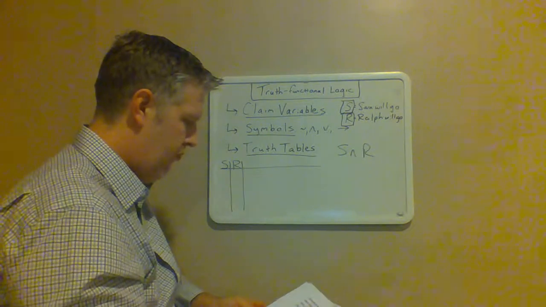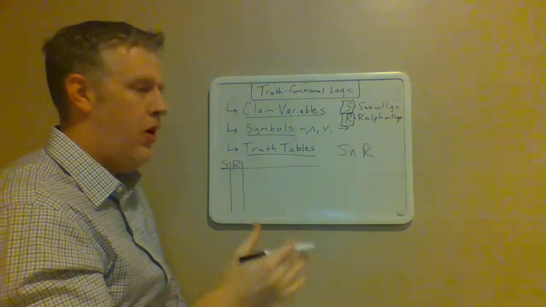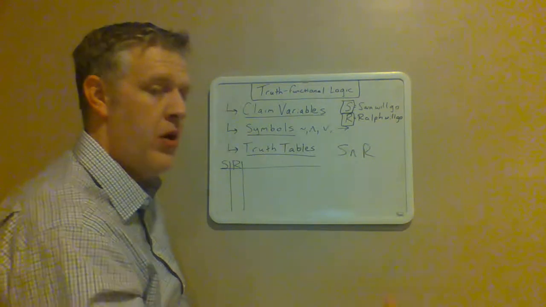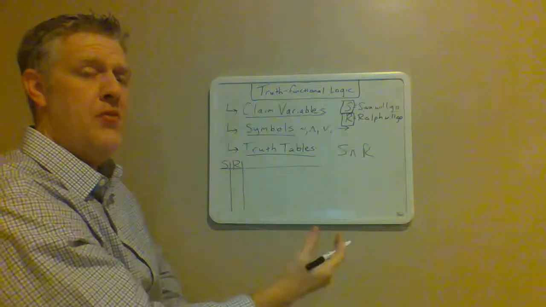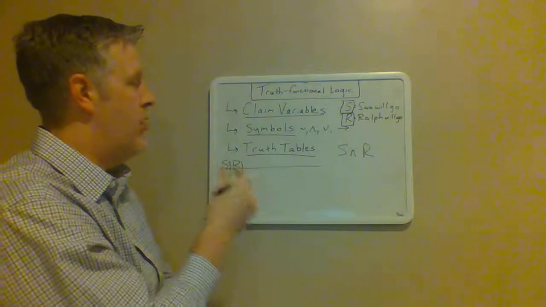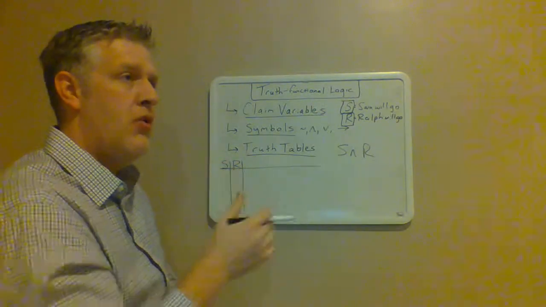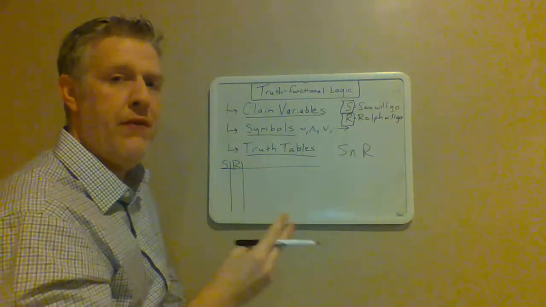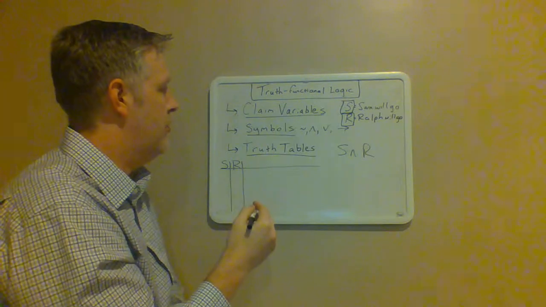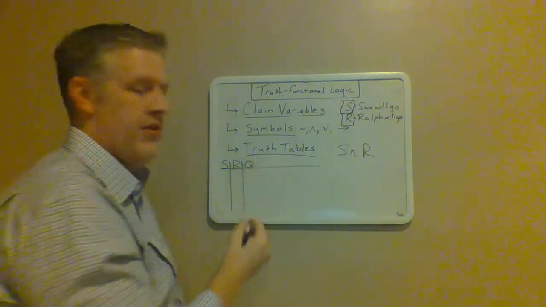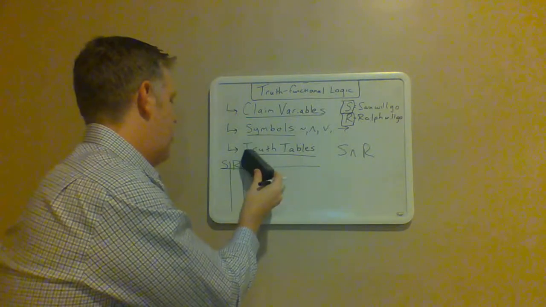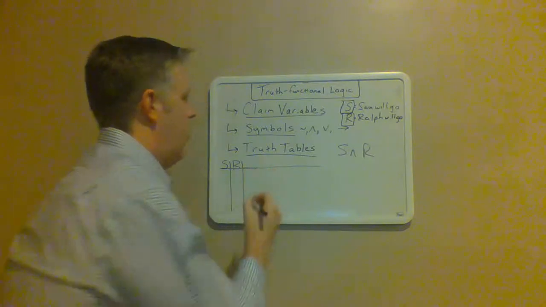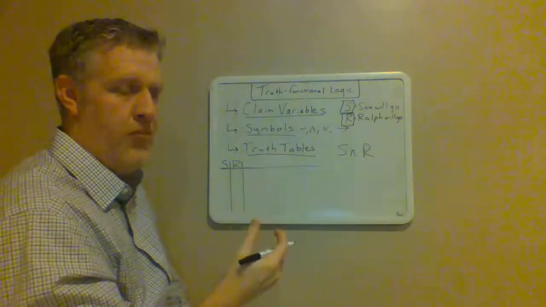The things on the far left of your table are what are referred to as your reference columns. The columns all the way to the left are known as your reference columns. What are in your reference columns are your basic claim variables. So if you have 2 basic claim variables, you'll have 2 reference columns. If you have 3 basic claim variables, you would have 3 reference columns. But it's important to note that those reference columns are just the claim variables without any logical operations performed on them or symbols involved.